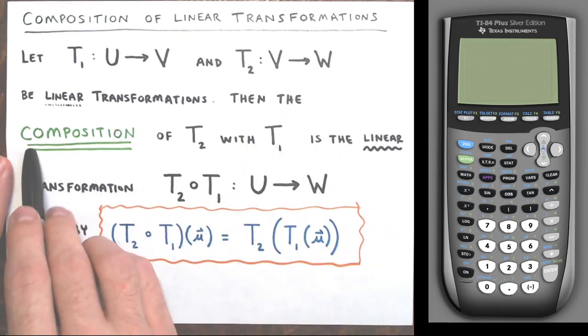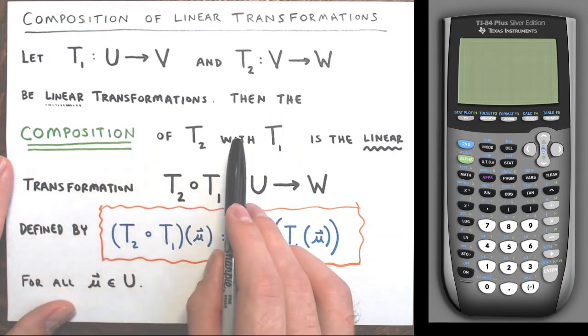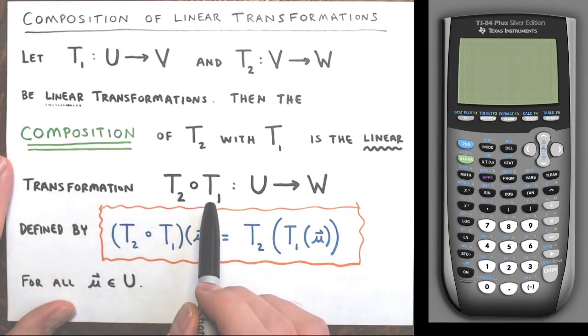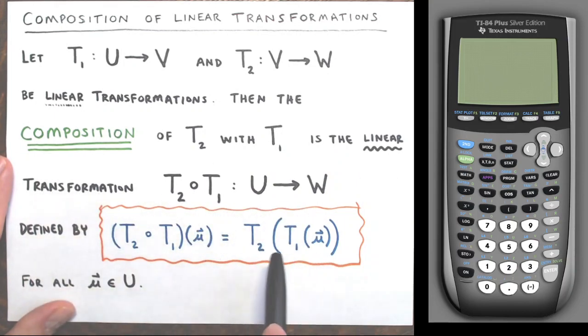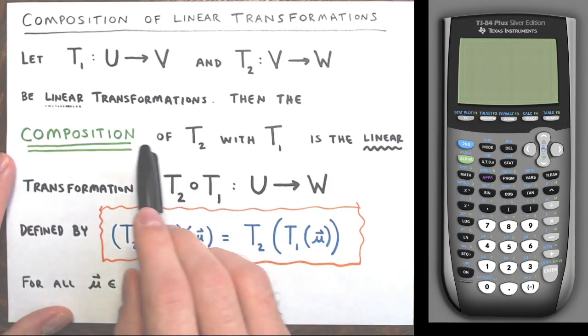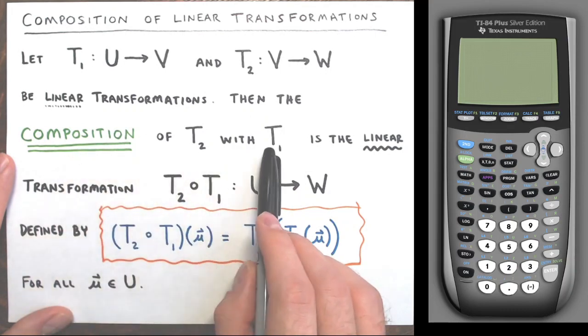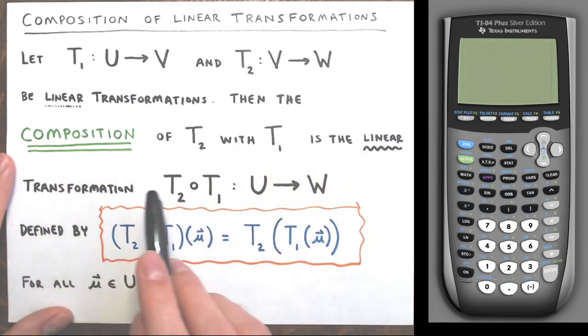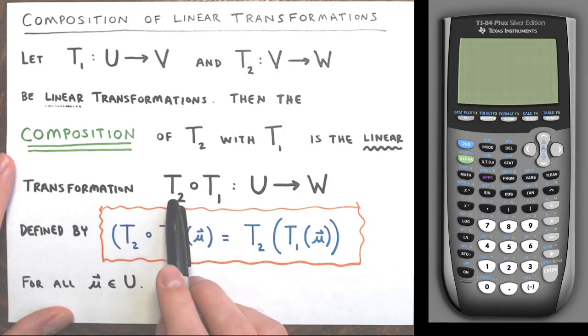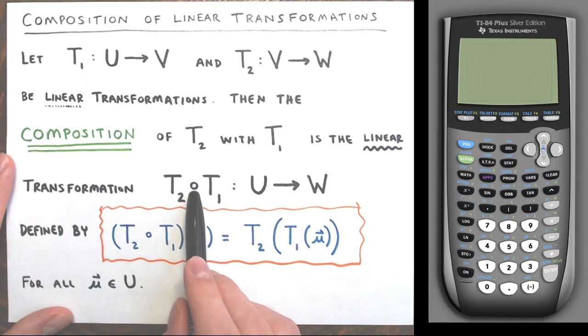Then the composition of T2 with T1 is the linear transformation, and this is something you can show. You could actually go through and show that this rule I'm writing here does satisfy the additivity property and homogeneity property of a linear transformation if both T1 and T2 are linear, but I'll leave that to you to read or show on your own. So the composition of T2 with T1 is the linear transformation denoted by T2, a little circle symbol between them, and then T1.